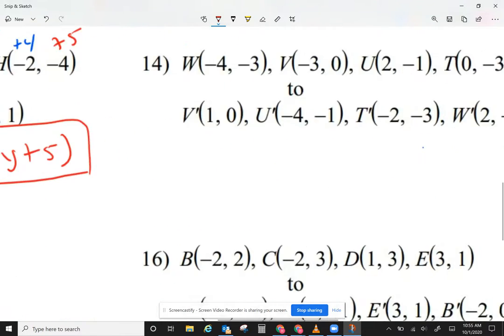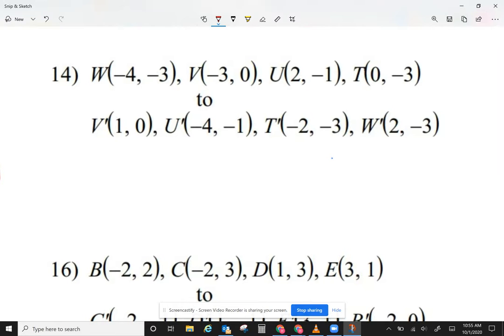Now let's take a look at number 14. I see w here and w prime way over here. That usually gives me a hint it is reflection. Now reflection, usually my values don't change, right? I have special cases on the formulas, and usually my values don't change. So if I see a 4 in w, I should see a 4 in w prime.